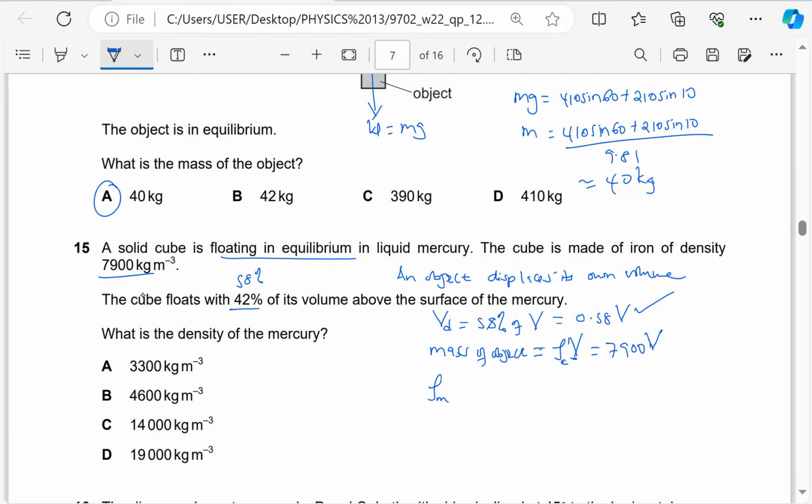This is the density of the cube, and the volume of the cube is V. The density of the mercury is going to be equal to the mass of the object, which is 7900 V, divided by the volume it displaces, which is 0.58 V, because an object displaces its own volume. So the volume of the liquid displaced is going to be 0.58 V.